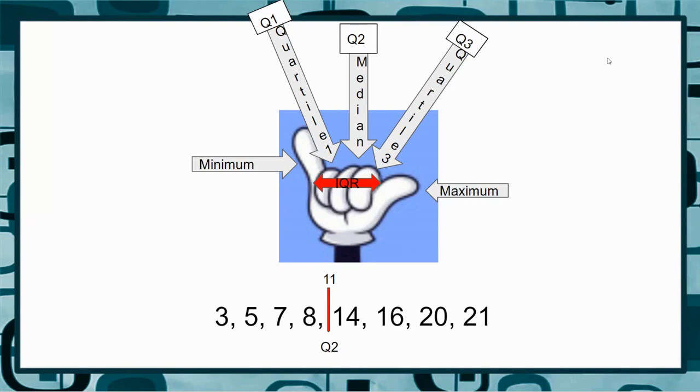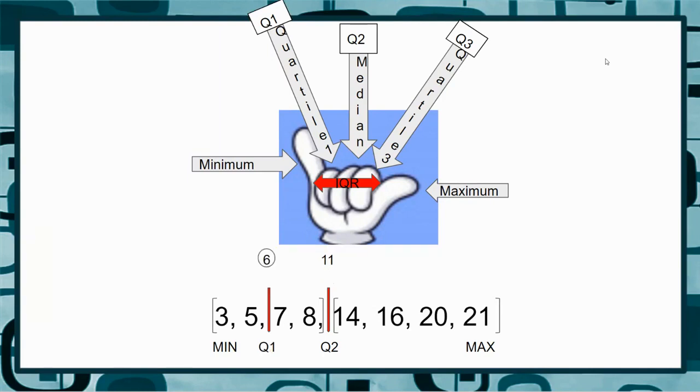All right, the next thing we're going to do is split the data set into halves, excluding the median. The first half goes from the minimum to just before the median, 3, 5, 7, and 8. And the second half goes from just after the median to the max, 14, 16, 20, 21. Notice we do not include the median in either half of the data set.